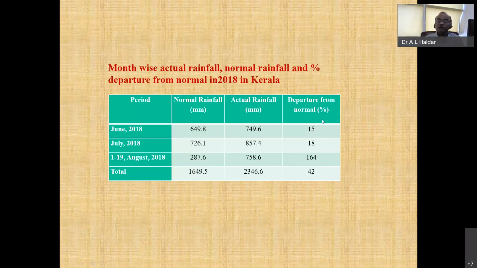It means the rainfall departure, if you see, was 15% in the month of June, and by 19th August, the departure was 164%. The rainfall was 287 whereas the normal rainfall was 27, whereas actually it was 70. So it reached that 164% departure. This has impacted the region with landslides and floods.